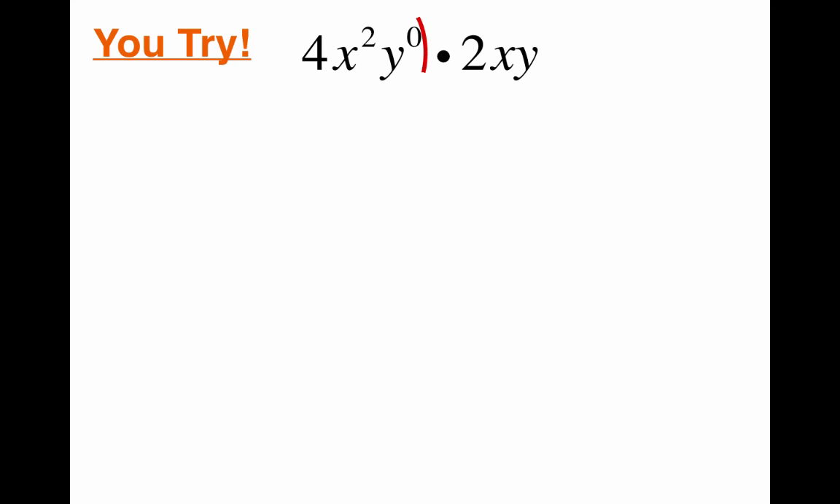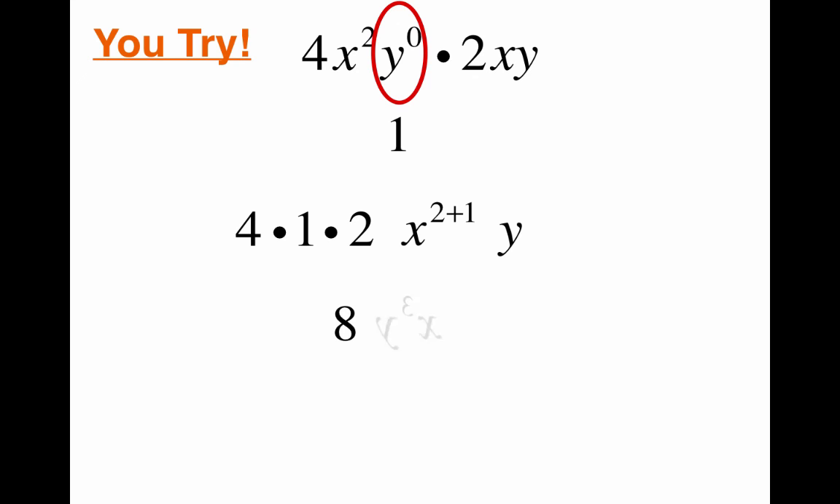So first off, I'm noticing a 0 power. And what is anything to the 0 power? 1. So if that's a 1, that's going to make this problem a little easier. That means I have 4 times 1 times 2, because there's a 4 and a 2. Put the numbers together. X squared plus the other x would be x to the 2 plus 1. And then there's just a y. There's nothing to put the y with. So 4 times 1 times 2, that's 8. And then we have x to the 3rd and a y. And our answer is 8x to the 3rd y.